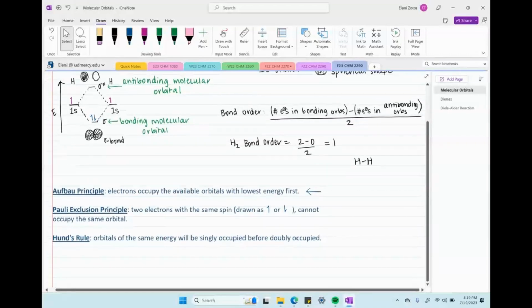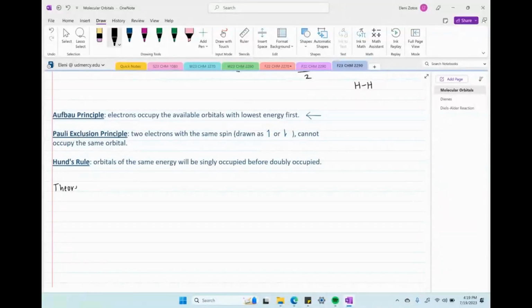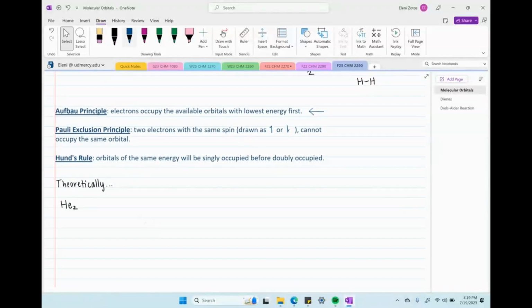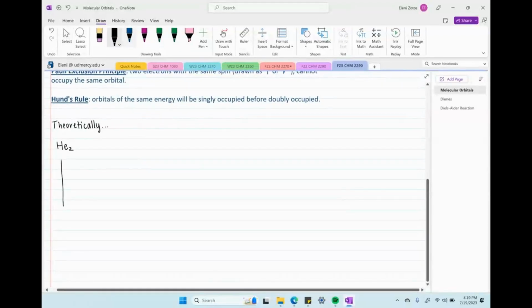Let's do an example with helium. Now, helium is a noble gas. It's not very reactive. But let's just say we have helium-2, dihelium, in a molecule. Let's see what that molecular orbital diagram would look like.